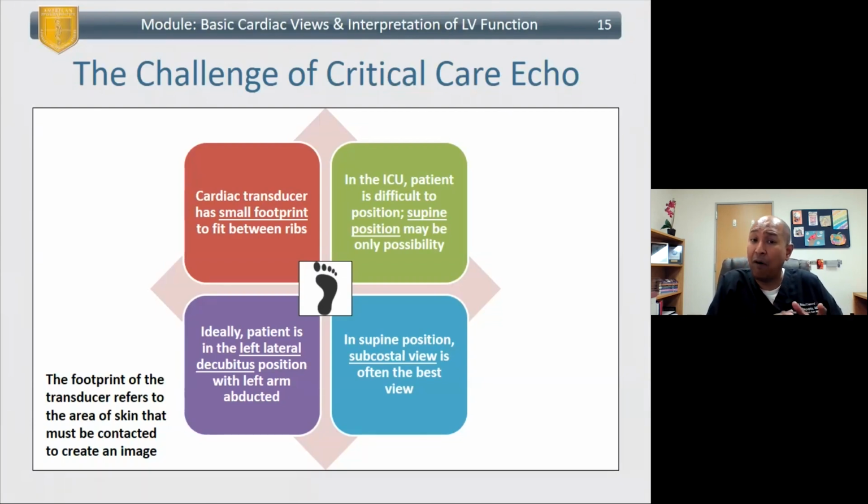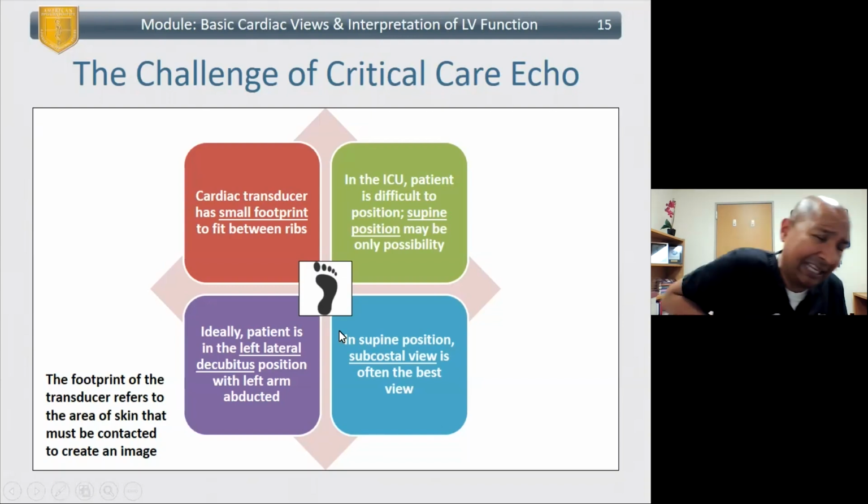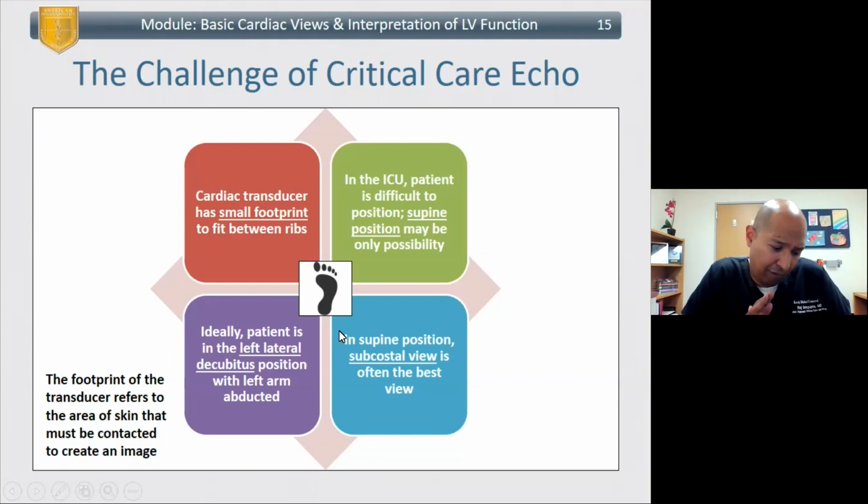In the medical ICU, it's really difficult to position patients. One of the best positions is the left lateral decubitus, on their side, leaning the patient towards you so you can get the heart really close to the probe. But in the medical ICU, what position are they going to be in? Probably supine on their back. And that's probably the only way you're going to get to echo these patients, because they're going to be on a dialysis machine and all the different tubing and cords and the ventilator.